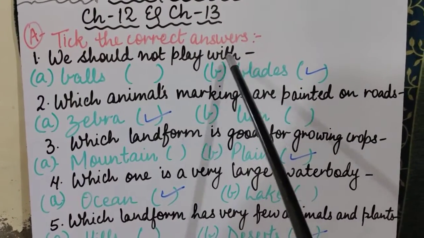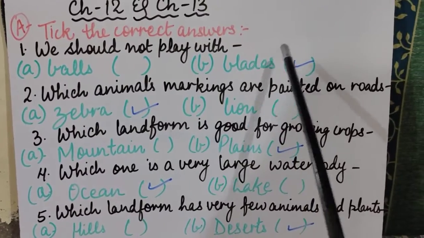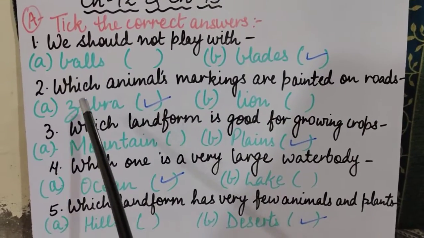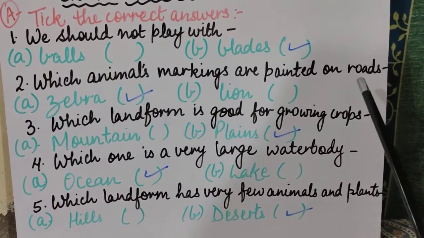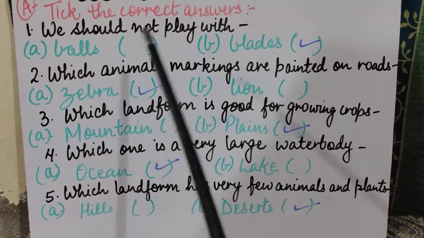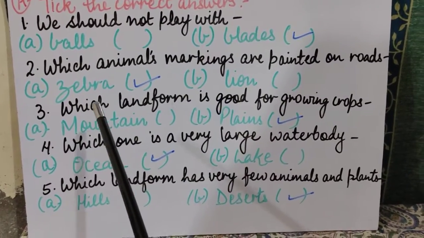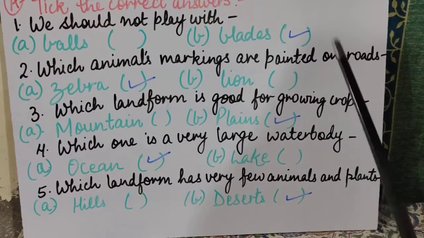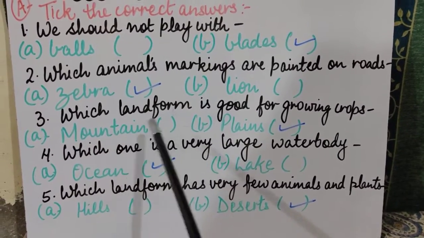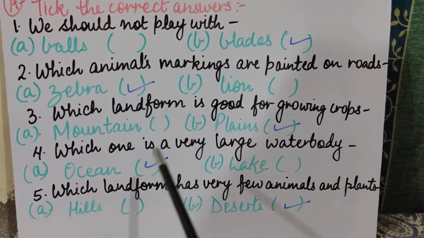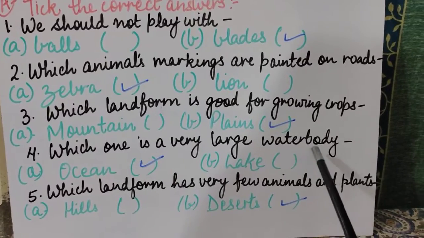First question, we should not play with balls or blades. Correct answer is blades. Second question, which animal's markings are painted on roads? Zebra or lion? Correct answer is zebra. Third question, which landform is good for growing crops? 2 options are mountains and plains. Correct answer is plains.